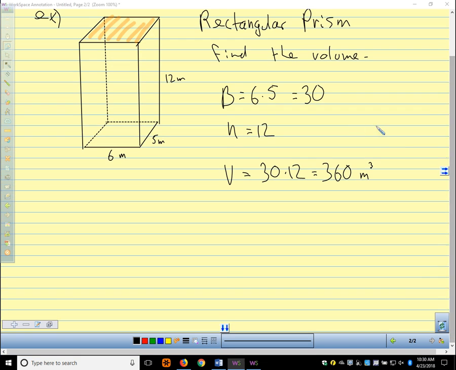All right, questions there? Rectangular prisms are pretty easy. Let's look at a little different example. Here's my prism for this one. Oops, we need a solid line now. There we go.